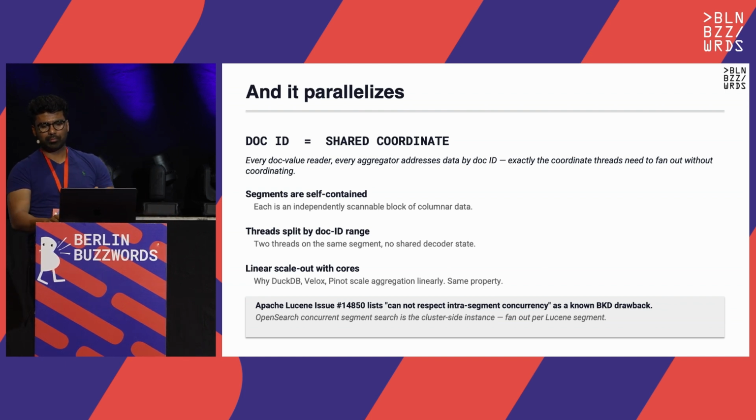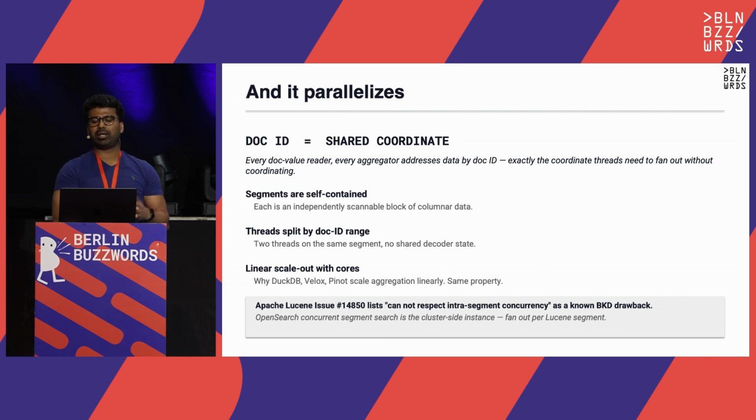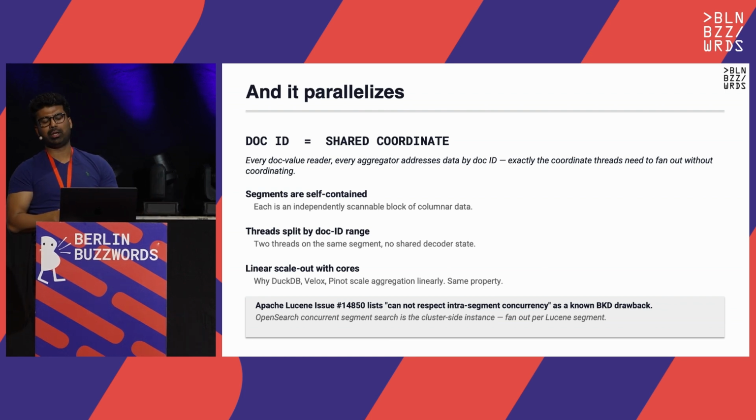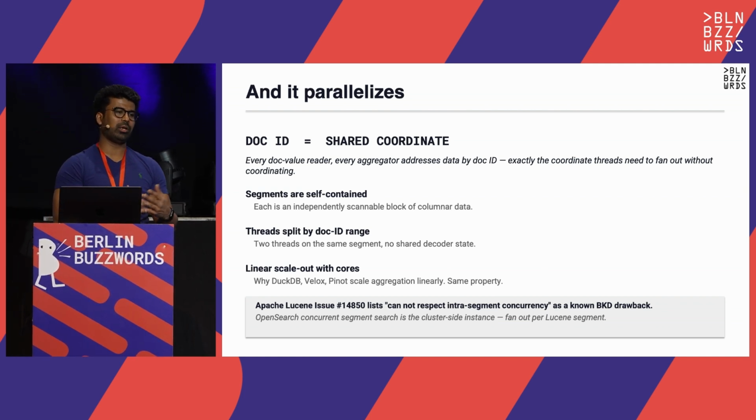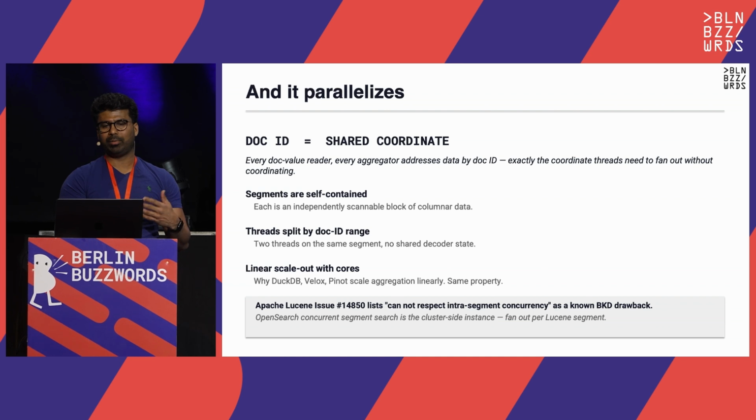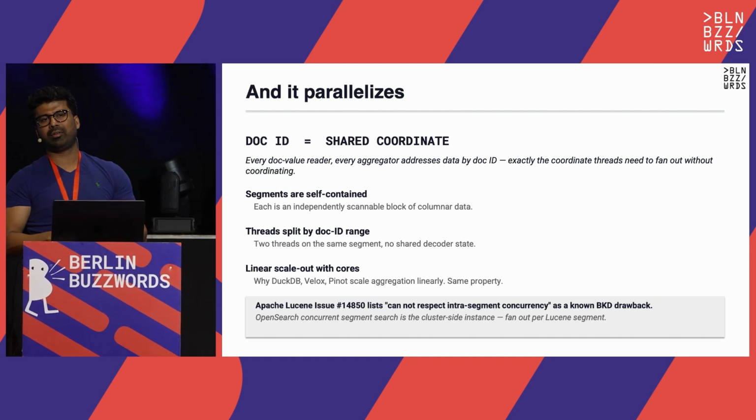And this is one of the things that a Lucene issue lists as a drawback for BKD, right? Because if you were to use inverted indices across multiple threads, you need to build the bit sets and whatnot, which is a lot of duplicate work and memory as well.